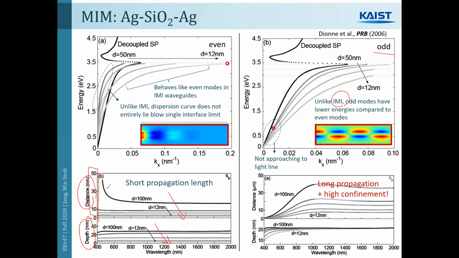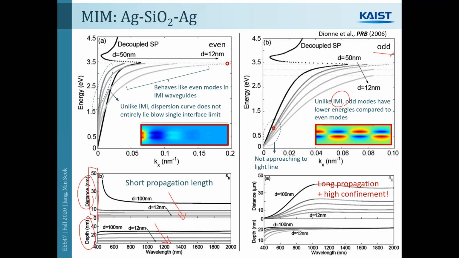Okay, so it's like 50 nanometers, 30 nanometers, or 10 nanometers. So it's like the mode cannot propagate even one oscillation, and then decays away. So this even mode is not too useful for actual applications.